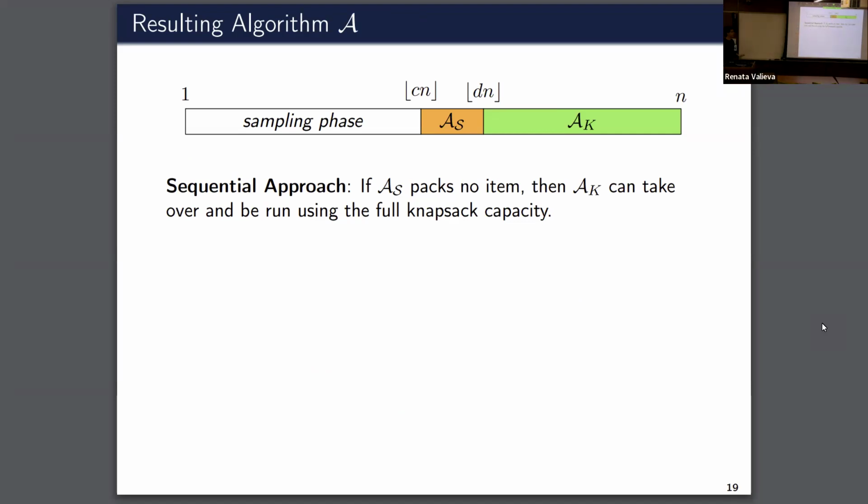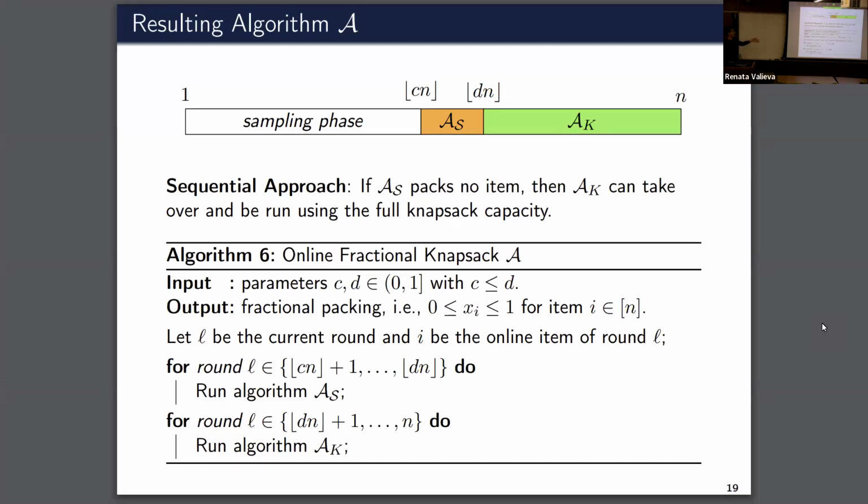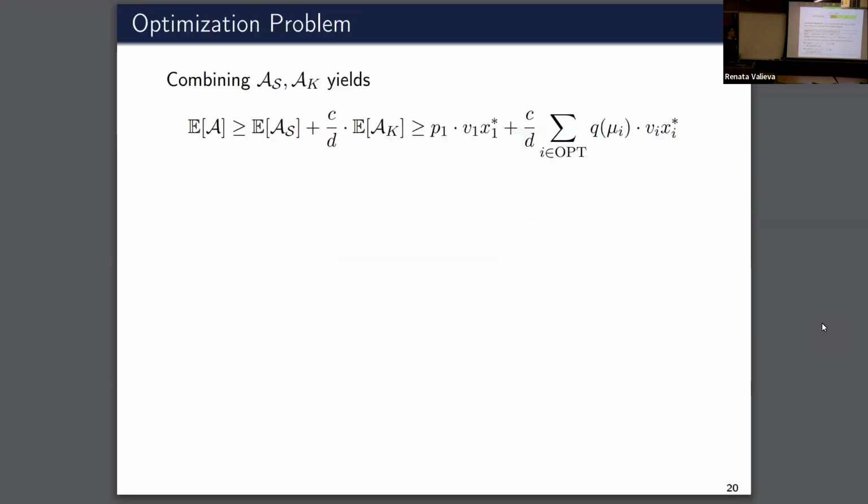Okay, let's try to do that. This is how the algorithm looks. You can parameterize and show that if you run AS from Cn to Dn, you get less than 1/e, of course, but still something that is a function of D. And naturally for AK, you start from Dn with an empty knapsack with probability C over D. So you just multiply the expected profit by C over D. Good. So this is the profit of the algorithm. There are two free parameters, C and D.